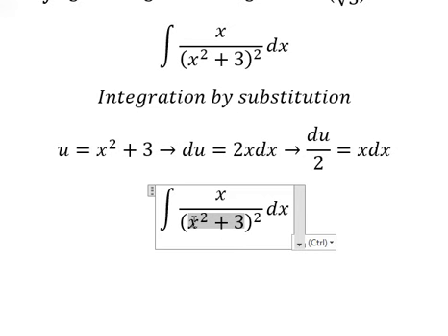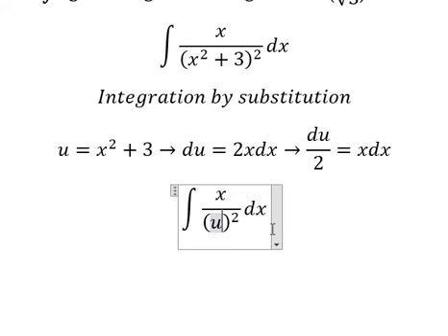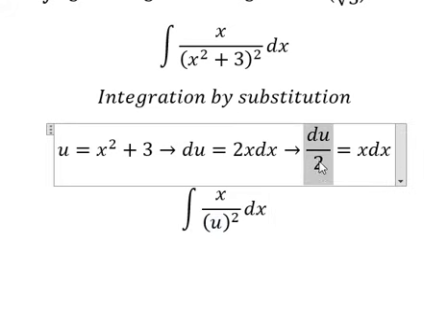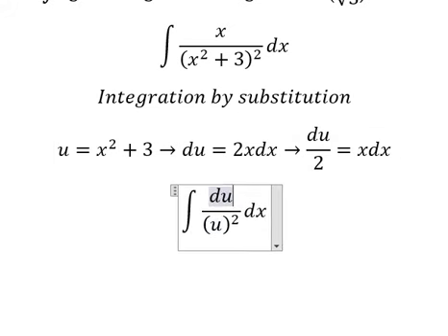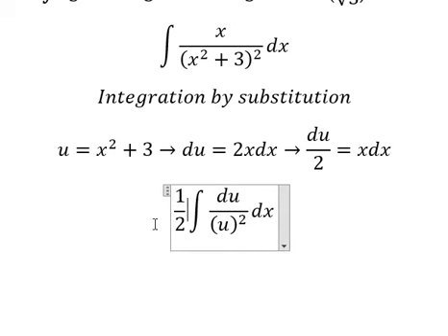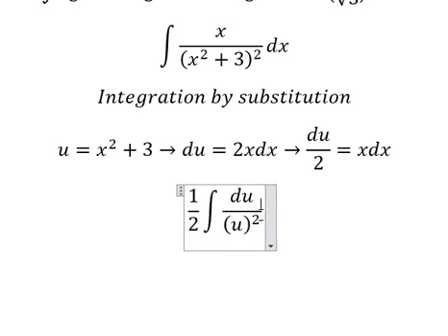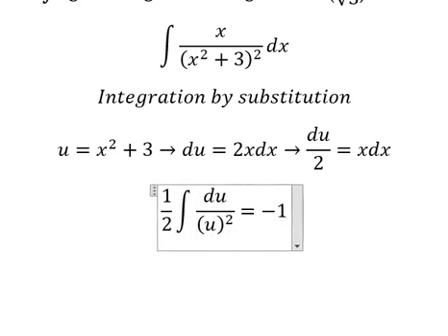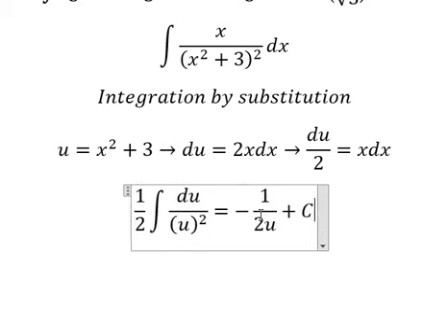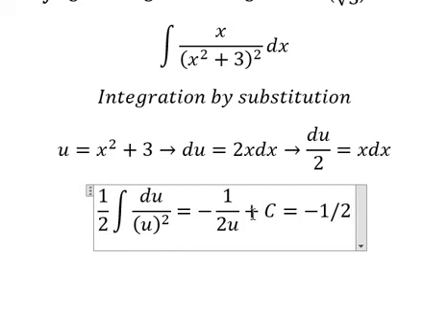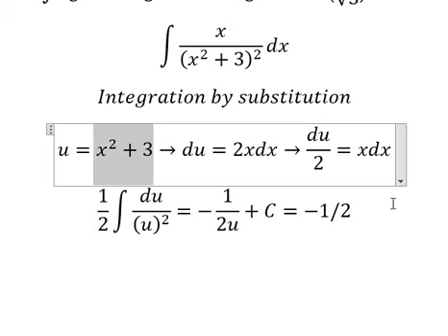This one we change by u. S dx we change by du over number 2. The integration of this one, we have negative 1 over 2u, and we put c. About u, that's about this one.